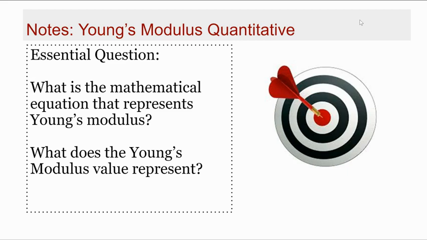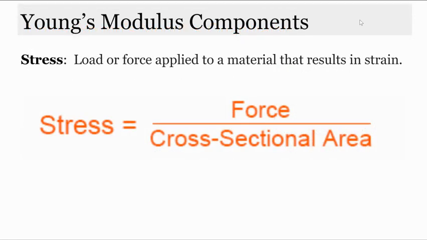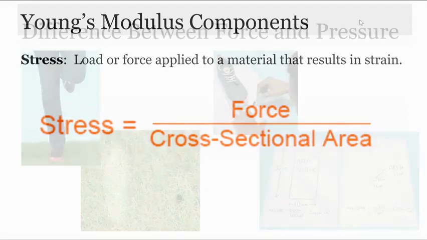So, our essential question for today's podcast is what's the mathematical equation that represents Young's modulus, and what does the Young's modulus value represent? If we start to dive into the mathematical equation, there's a couple of different components that go into it. Stress is the load or force applied to a material that results in strain. To calculate the stress, you're going to divide the force by the cross sectional area. So, stress is equal to force divided by cross sectional area.